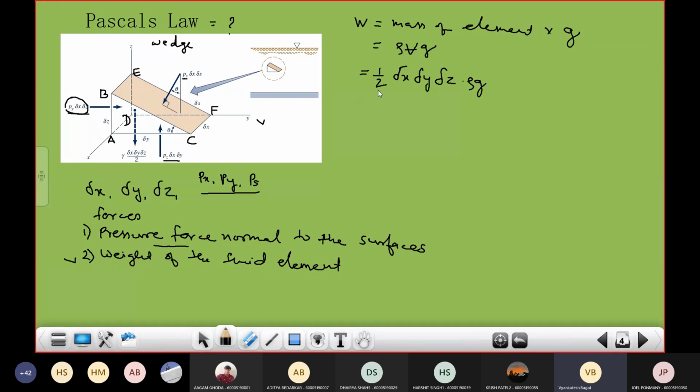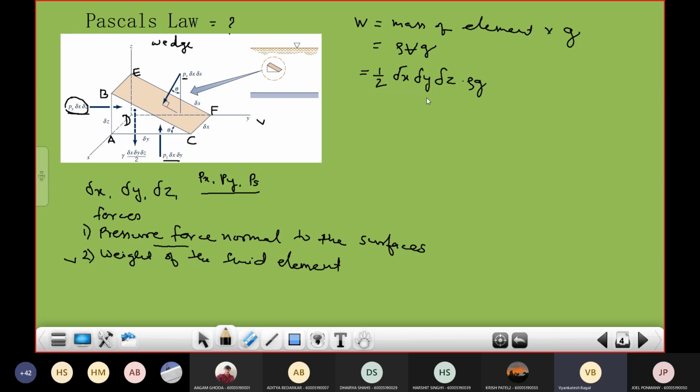Now this is written considering the third dimension, which is delta Z, right? The third dimension delta Z is considered here. In a few books you will find that one dimension is taken as unity, and then only two dimensions are there while writing the expression for this term. Fine.